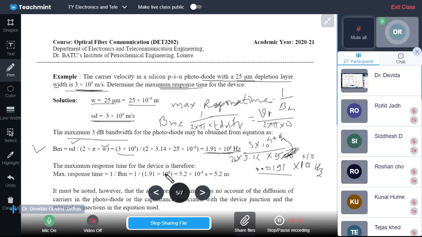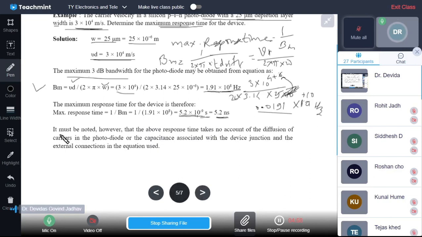Maximum response time is 1 upon Bm, which is 1 upon 1.91 into 10 raised to 8, so it will come as 5.2 into 10 raised to minus 9 second. 10 raised to minus 9 is nano, so it is 5.2 nanosecond. So this is the answer.